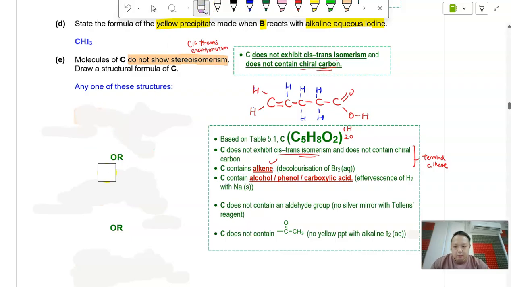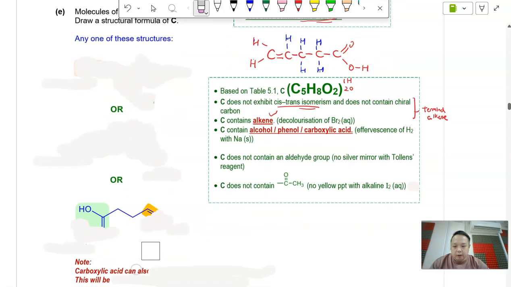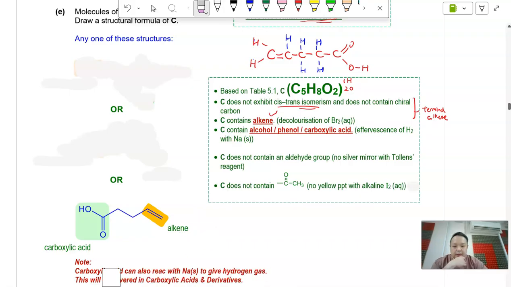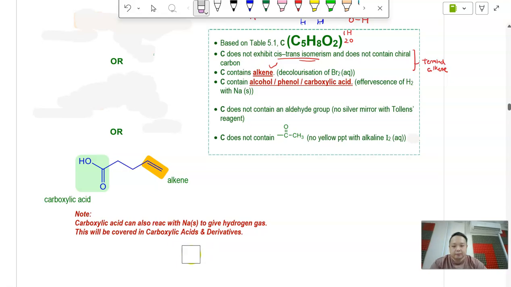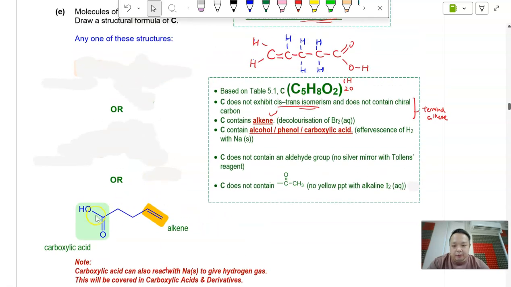Alkene with a carboxylic acid. So carboxylic acid can also react with sodium to give hydrogen gas. This will be covered in carboxylic acid and derivatives. So carboxylic acid can also react with sodium to give H2 gas.